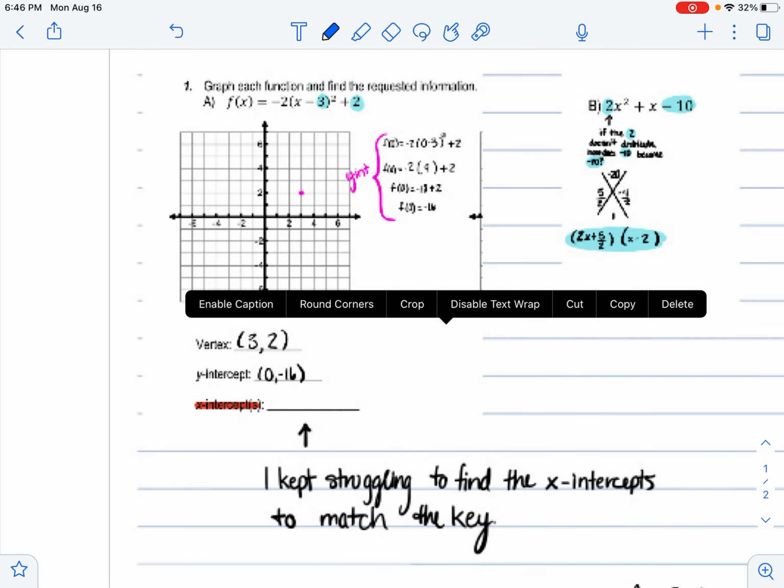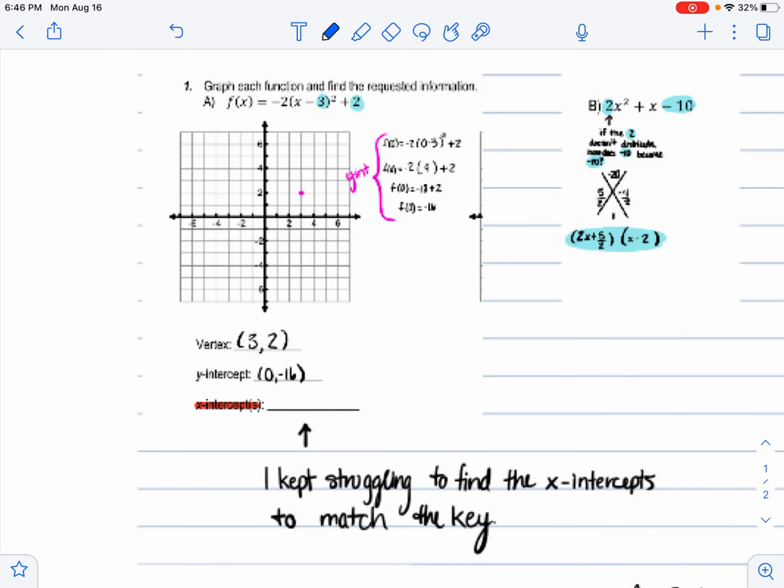I don't know why my pen's not working. Hold on. Stop. Cut. Oh no, undo. Okay. Oh, because it's a picture and it doesn't want me to write on it. It's okay, it's fine.